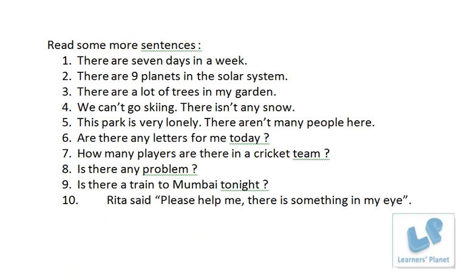Now we read some more sentences for better practice. There are 7 days in a week. There are 9 planets in the solar system. There are a lot of trees in my garden. We can't go skiing. There isn't any snow. This park is very lonely. There aren't many people here.